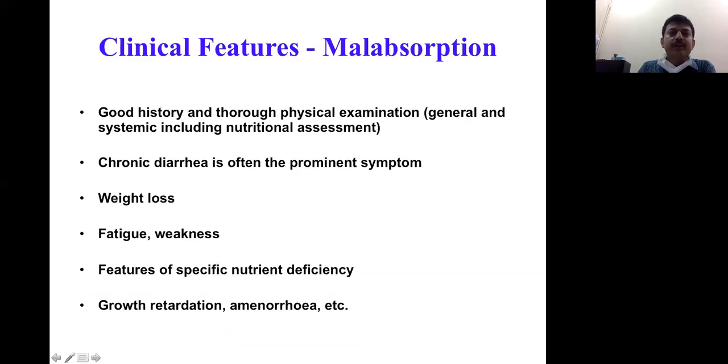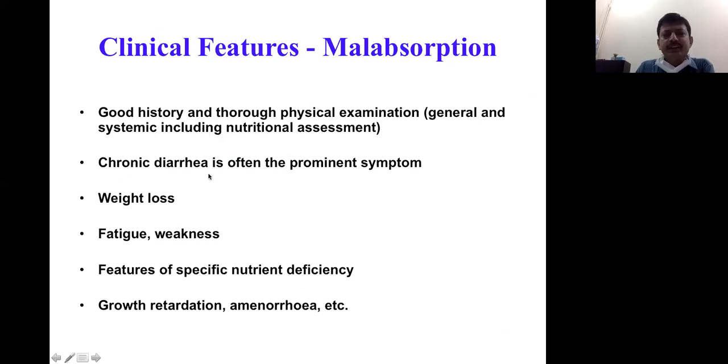Now, for clinical evaluation, as I said, we have 2 aims. To assess for features for malabsorption, and second is to look into the underlying etiology. So a good history and a thorough physical examination is essential. Okay, and this includes a good general examination as well as a proper nutritional assessment.